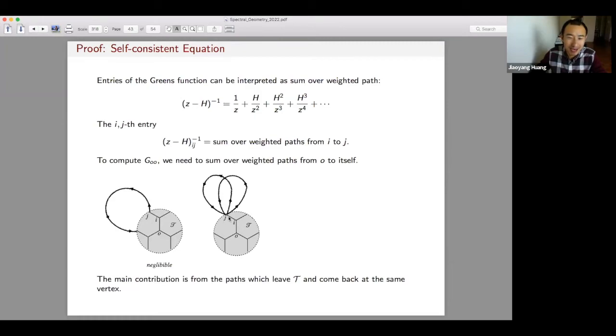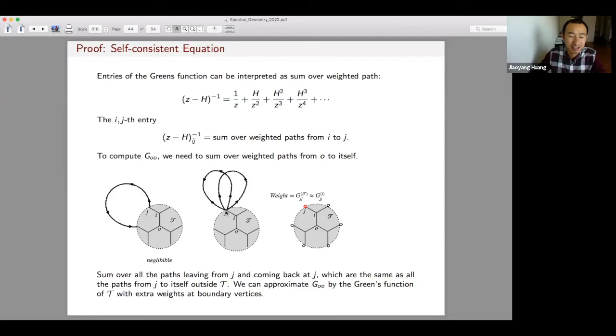If the main contribution is from the paths which leave from the vertex j and come back to the vertex j, then we can first sum over the contribution of those paths which start from j and then come back to this vertex j. If you sum up those paths, it turns out it's exactly the Green's function G_jj for the graph with this neighborhood T removed. And you can further approximate it by G_jj^(i), the Green's function with only the vertex i removed. Because if you compute this G_jj^(i), the path starts from j and comes back to j without passing through the vertex i. Because for most neighborhoods, if they do not contain a cycle, then these paths will not enter this neighborhood T at all. That's why we can approximate it by G_jj^(i).